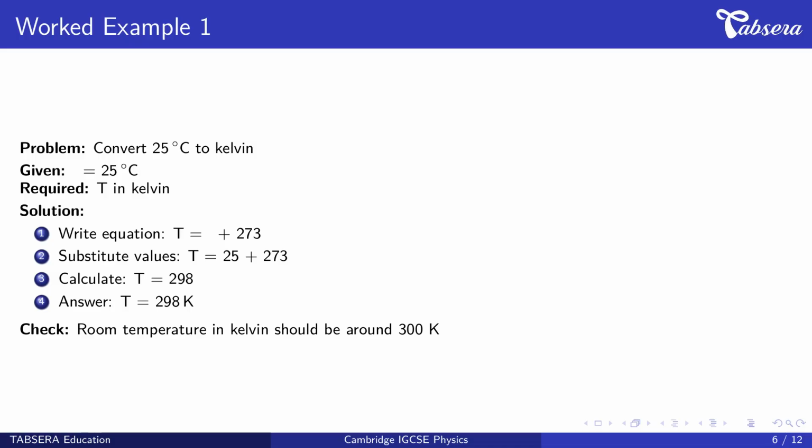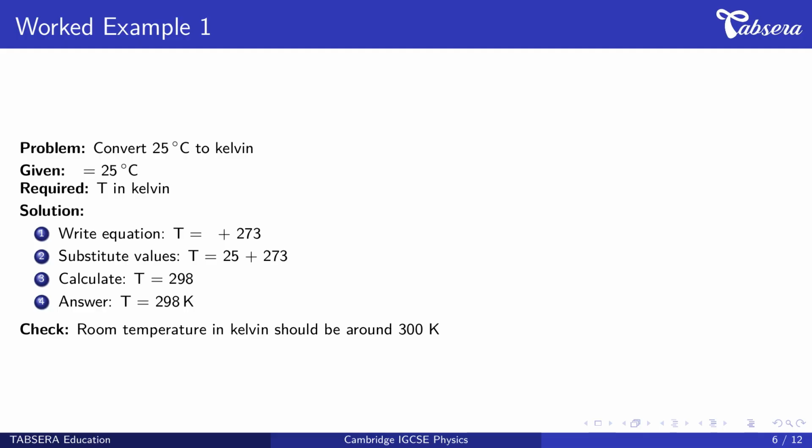Let's work through our first example. The problem states, convert 25 degrees Celsius to Kelvin. We are given theta equals 25 degrees Celsius. We need to find T, the temperature in Kelvin. Step 1. Write the equation. We use the conversion formula, which is T equals theta plus 273, where T represents temperature in Kelvin and theta represents temperature in degrees Celsius.